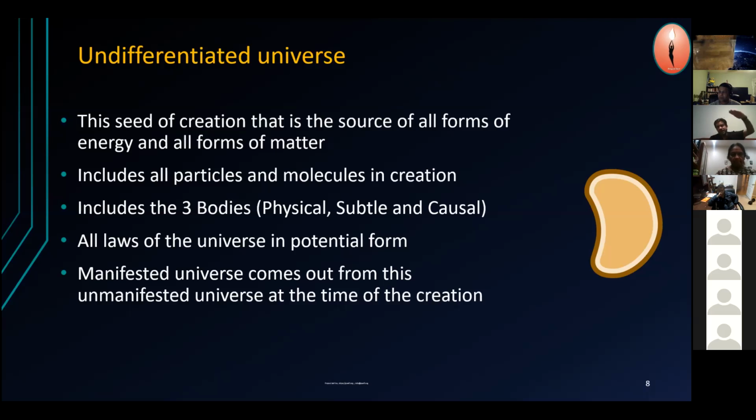So just remember this. From the absolute, what happened? What got manifested? This Apara Prakriti got manifested. These basic components got manifested. And from these basic components, the entire material world got manifested.